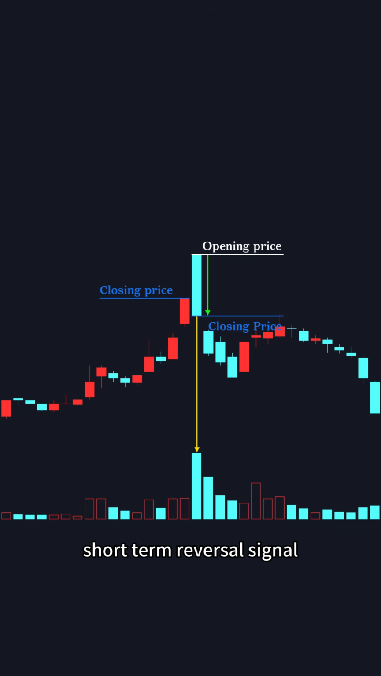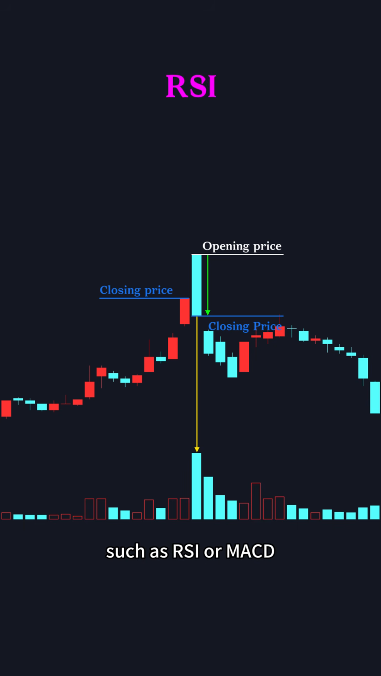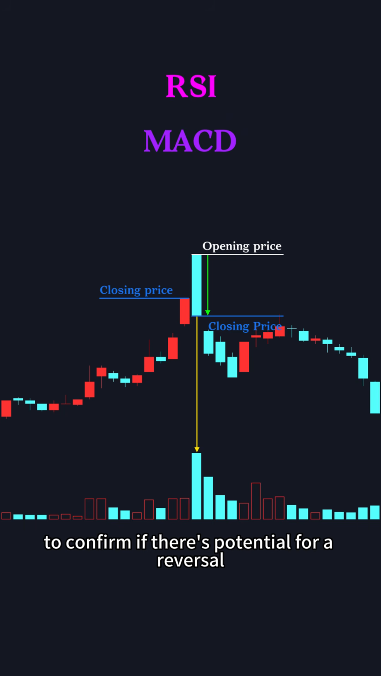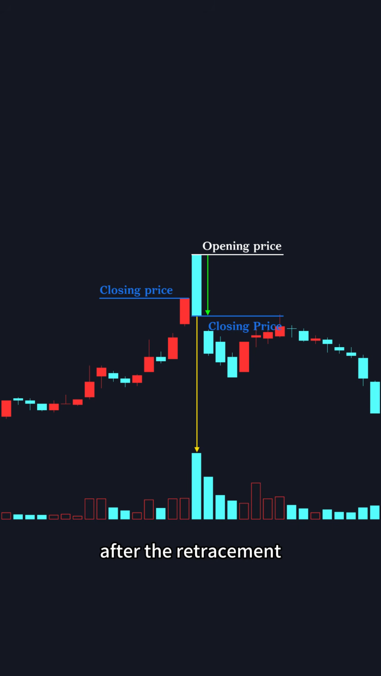Short-term reversal signal. Sometimes, a gap up and fade can also signal a short-term market adjustment. Investors can use other technical indicators such as RSI or MACD to confirm if there's potential for a reversal. A divergence signal might indicate a possible bounce after the retracement.